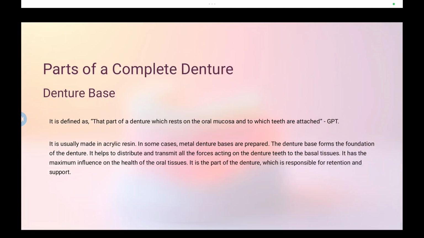Parts of a complete denture. Denture base. It is defined as that part of a denture which rests on the oral mucosa and to which teeth are attached. It is usually made in acrylic resin. In some cases, metal denture bases are prepared. The denture base forms the foundation of the denture. It helps to distribute and transmit all the forces acting on the denture teeth to the basal tissues. It has the maximum influence on the health of the oral tissues. It is the part of the denture which is responsible for retention and support.